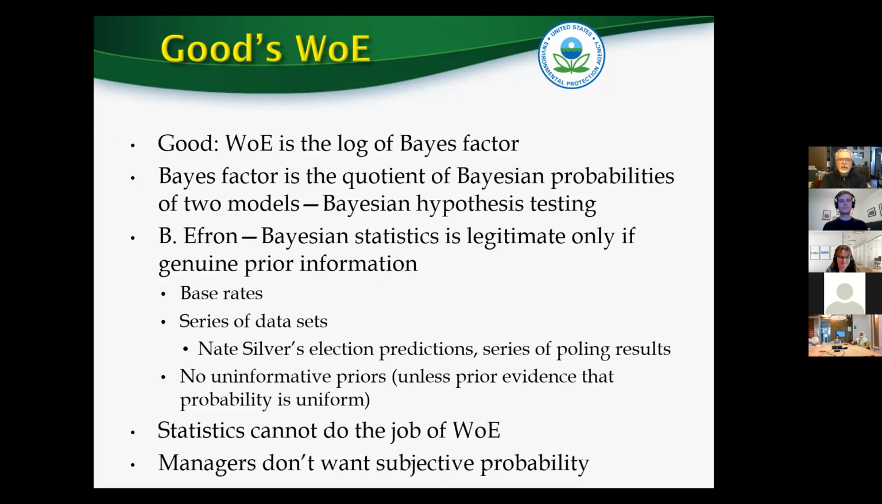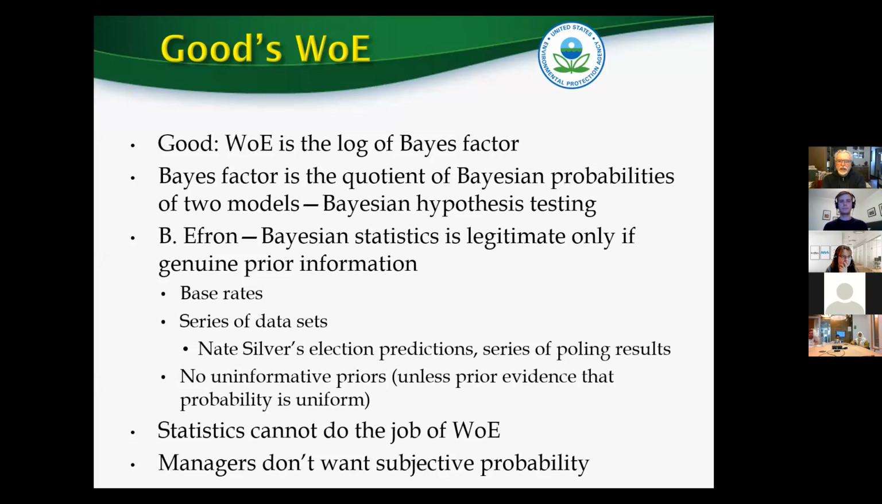Good thought weight of evidence is the log of the Bayes factor, and the Bayes factor is the quotient of the Bayesian probabilities of two models, and it's a standard way of doing Bayesian hypothesis testing. And Bradley Efron, in an often cited commentary in the journal Science, pointed out that, and he is a Bayesian statistician, although he's known for having invented the bootstrap technique, that Bayesian statistics is becoming common without really understanding its limitations.